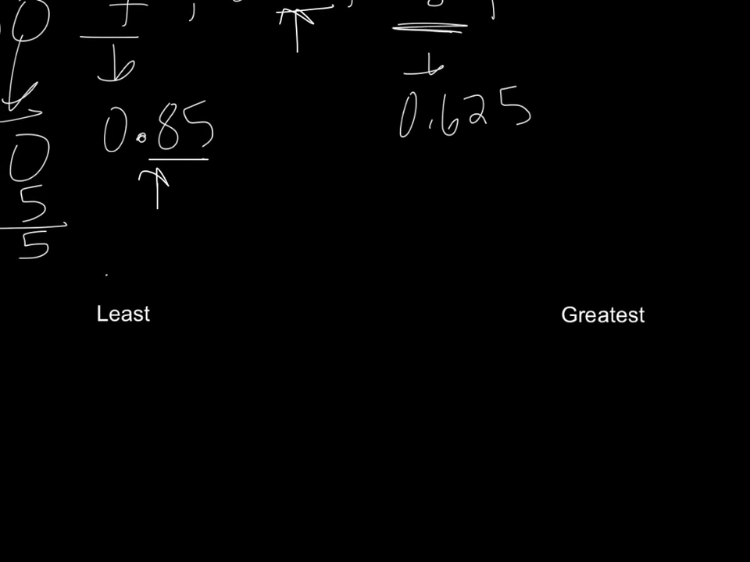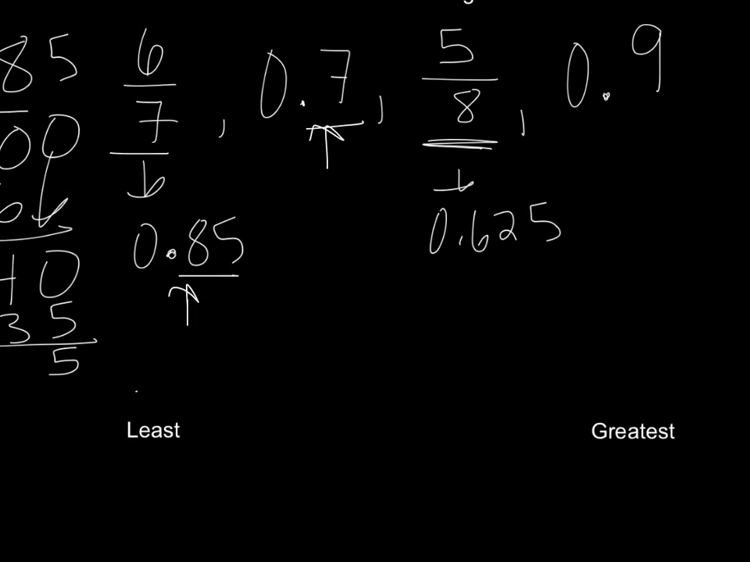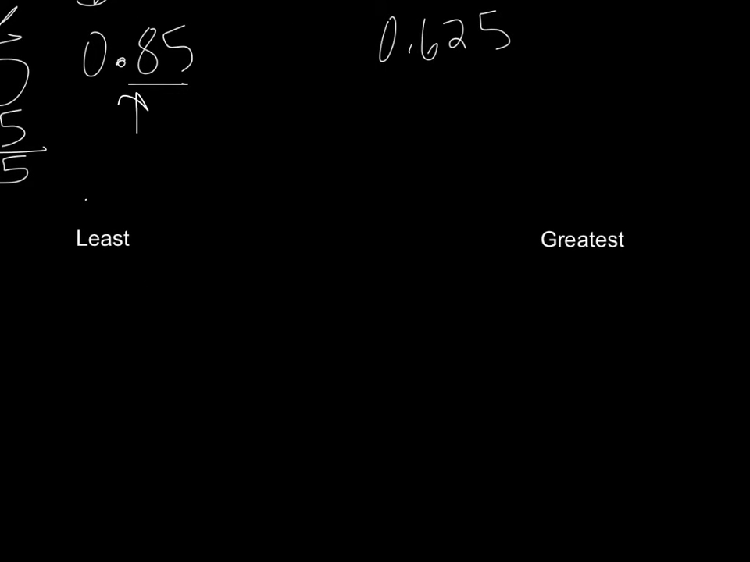Go ahead and record that because I know that my 0.85, which is the same as 6/7, so I know that my 6/7 was greater than my 0.7. There's my first starting point. Let's compare the other numbers.